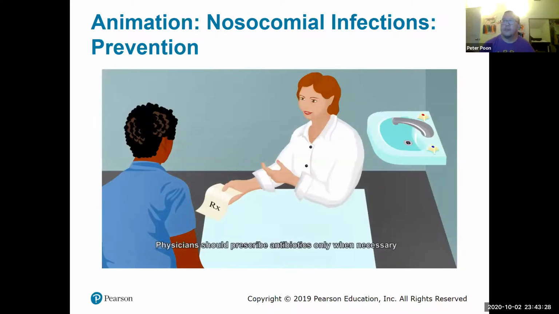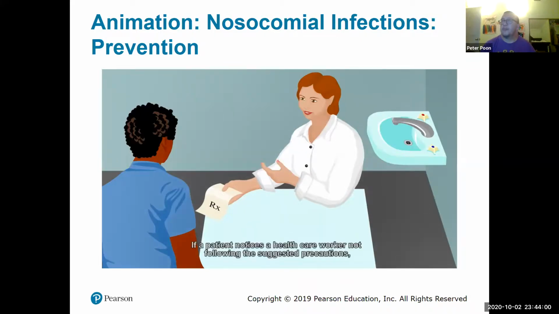Physicians should prescribe antibiotics only when necessary, and antibiotics should be rotated within a hospital setting so that resistance is minimized. Invasive procedures should be performed only when necessary and using aseptic technique. Immunosuppressive drugs should be used only when necessary, and extra precautions should be taken to minimize exposure of the patient to microorganisms. Patients can prevent nosocomial infections by following the directions of their healthcare professionals.